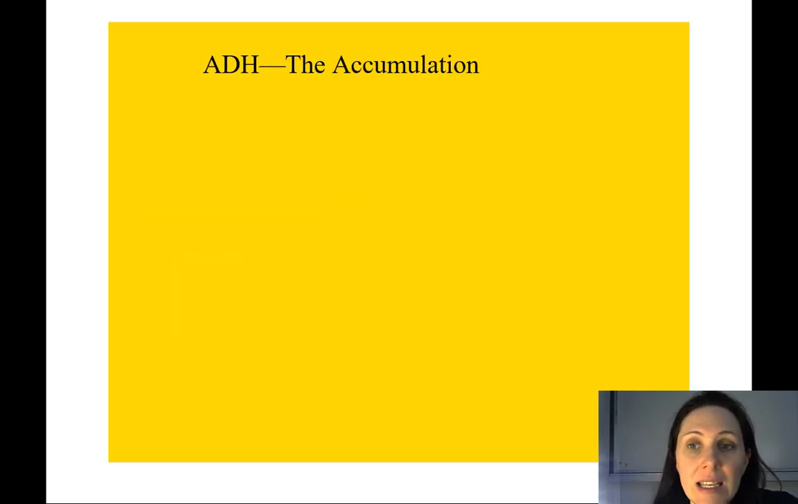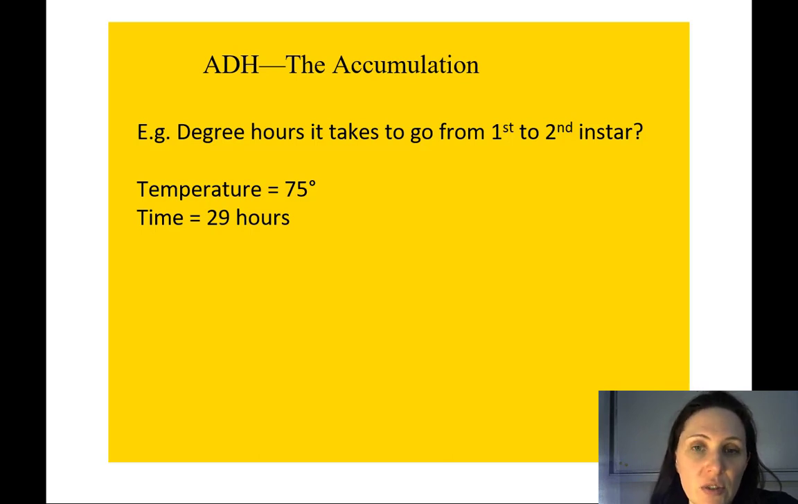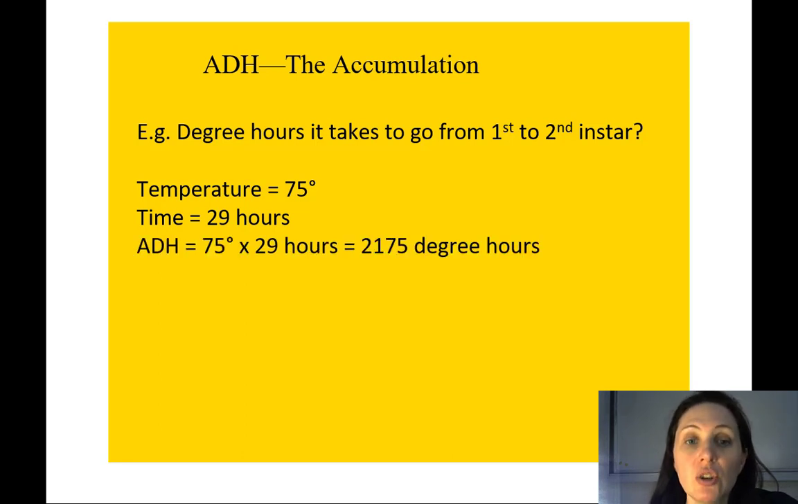Now we have the ADH, the accumulations. We don't just calculate degree hours, we calculate accumulated degree hours because we want to see how the insect develops across multiple stages. So let's say, for example, we want to know the degree hours it takes to go from a first to a second instar. And again, we're going to be at 75 degrees. And we measure in the lab that it's going to take 29 hours to go there. So calculate for me, what is the degree hours it will take to go from the first to the second instar, given this information? So you should have gotten 2,175 degree hours.